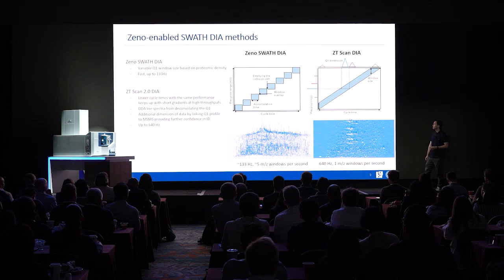And most importantly, from this additional Q1 scanning dimension, you have more selectivity, and if you want to, you can deconvolute the DIA data into DDA-like spectra at a virtual isolation window that's far lower than what you can get, so a lot lower than 1 Thomson, so more selective than DDA, you could say.